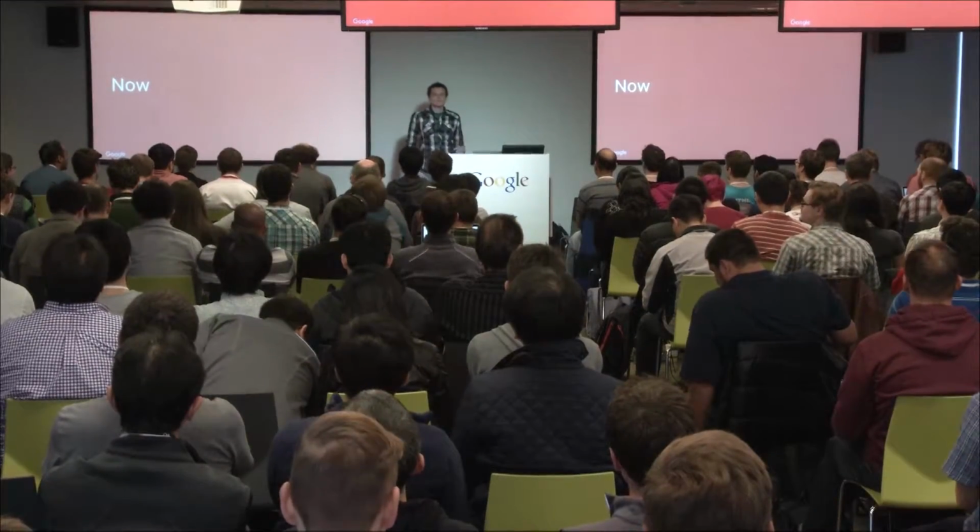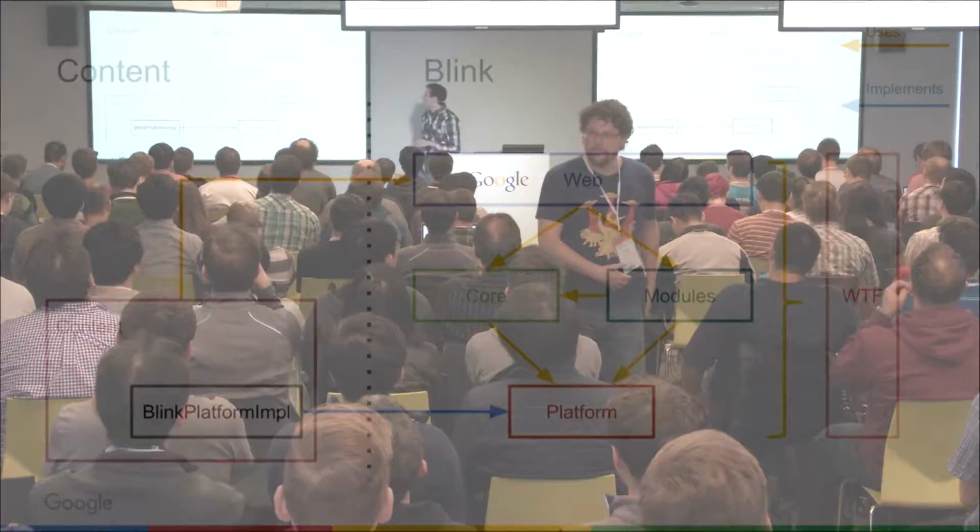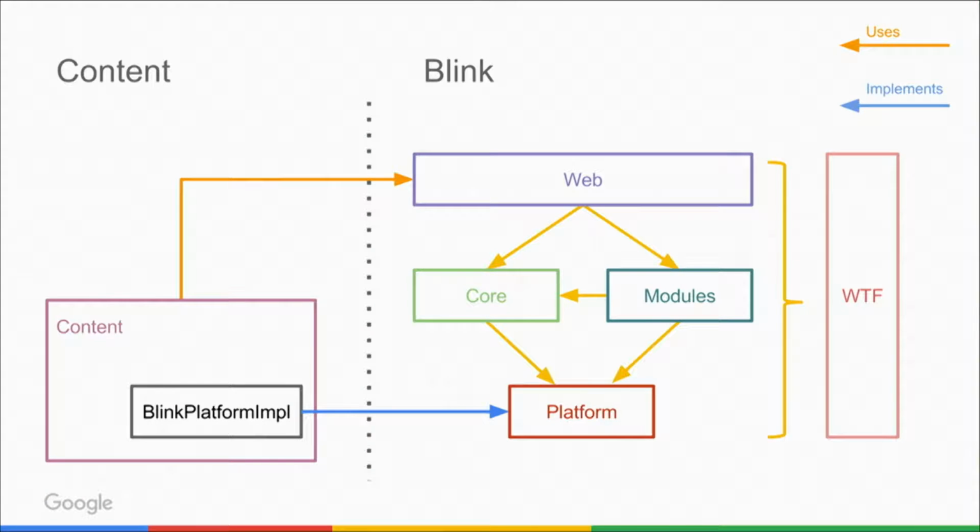What does the code base look like right now? Here is a pretty diagram of what our code base looks like, very idealized. You can see there's this web layer at the top, there's this platform at the bottom, we have the WTF library on the side, aptly named, and then there's core and modules. And just as a key, I have these orange lines, which mean things are used, and these blue lines, which mean things are implemented from. So there's the platform, but it's actually implemented way over there in content.